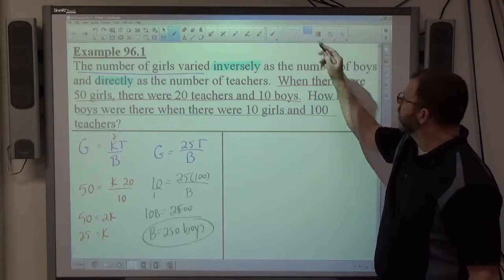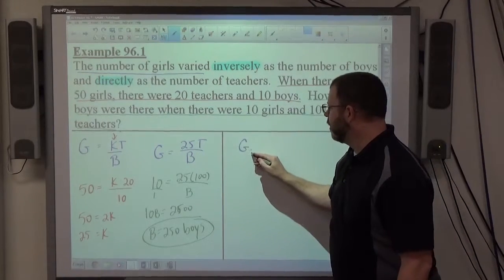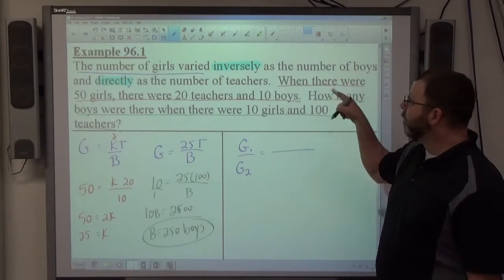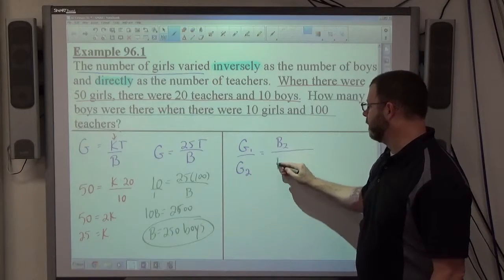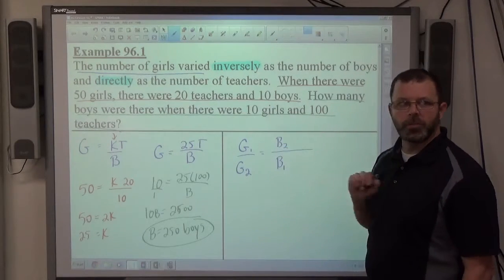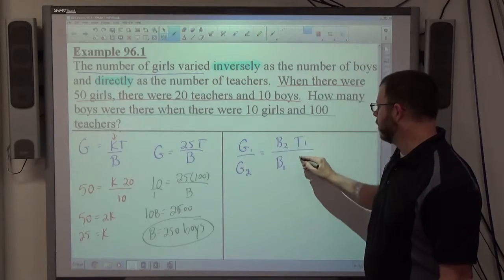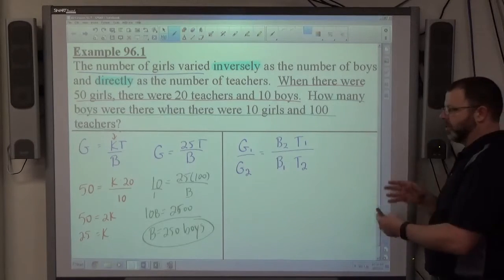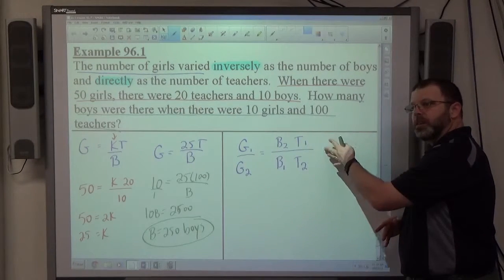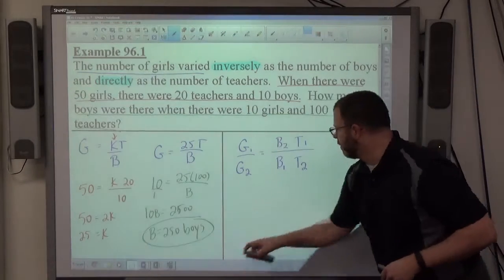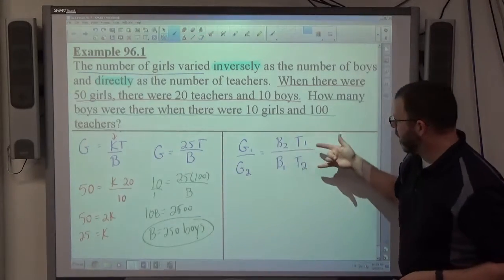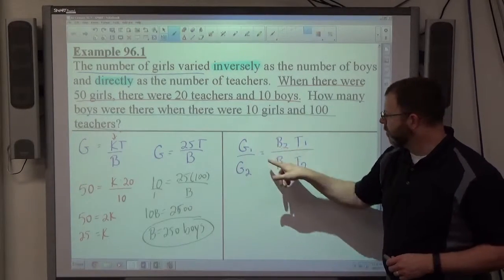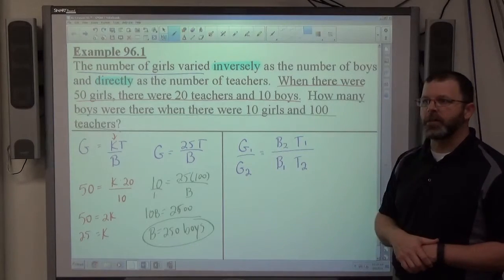The equal ratio technique looks like this. Girls varied: G1 over G2 equals a fraction bar. Inversely as boys, B2 over B1. Inversely, we invert the subscripts. And directly as teachers, T1 over T2. Directly, the subscripts stay the same. Anything that's inversely, you invert the subscripts; anything that's directly, you keep the subscripts in the same order. That gives me 6 pieces: first, first, first, second, second, second. We fill in all the information we know.